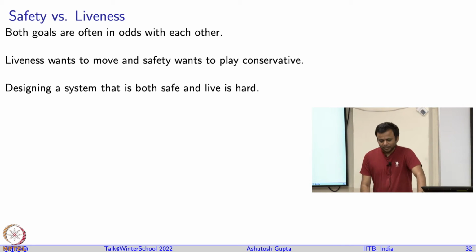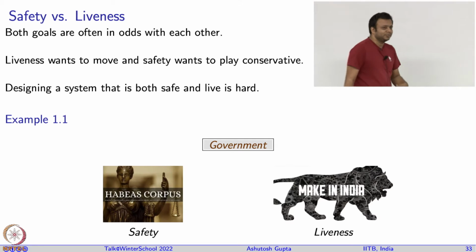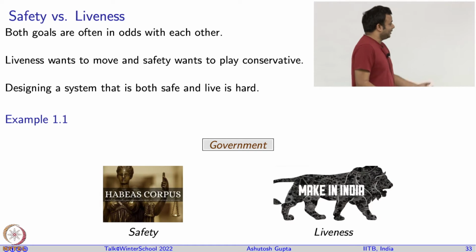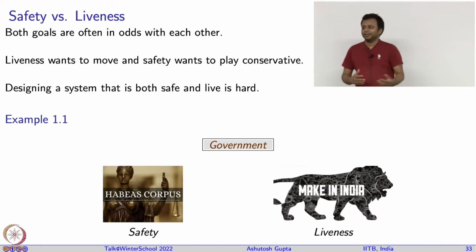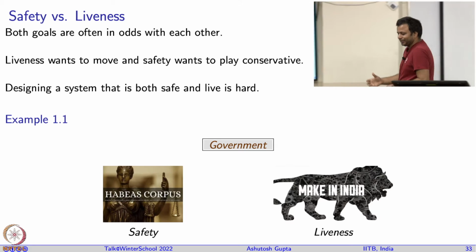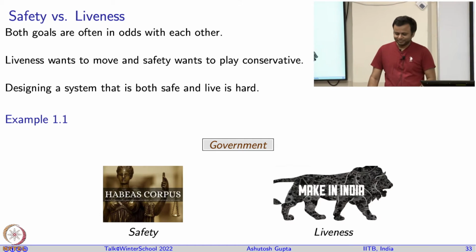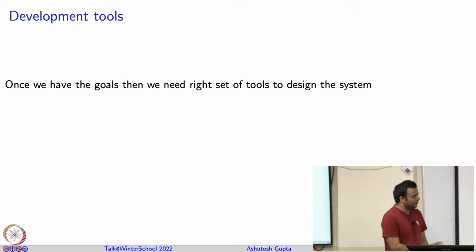For example, you want governments to be aggressive, take policies, make decisions, do things. At the same time, you don't want them to take decisions on a whim. So you can easily relate to the government, where you basically need a live government and at the same time a safe government. The same thing goes for any system, even within your body.